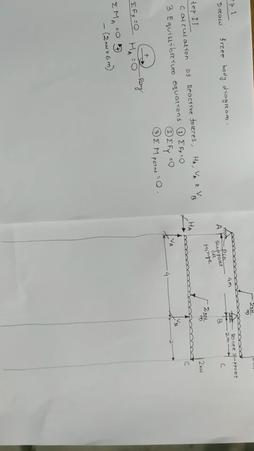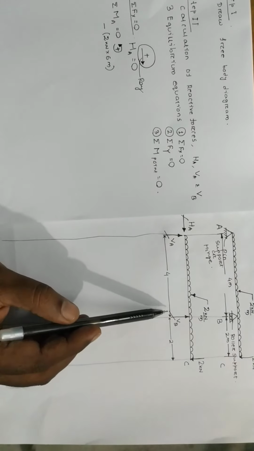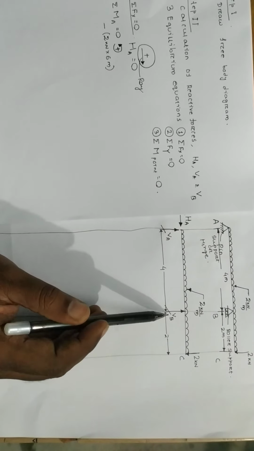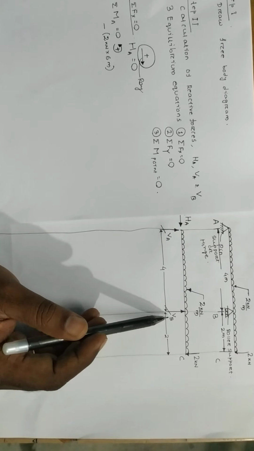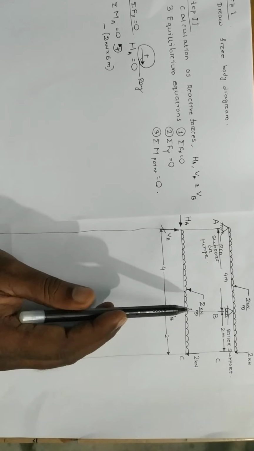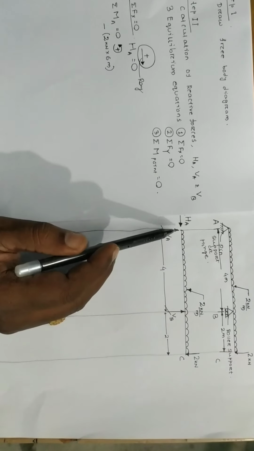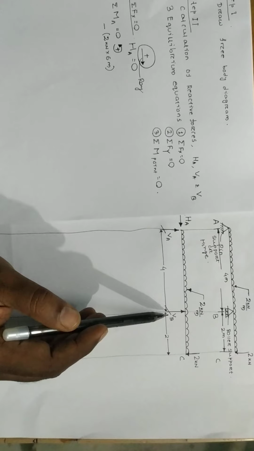Then I will come to the vertically upward directed force. This is your force VB, the reactive force VB, and this is directed vertically upward. So what will be the sense of the moment about point A due to force VB?